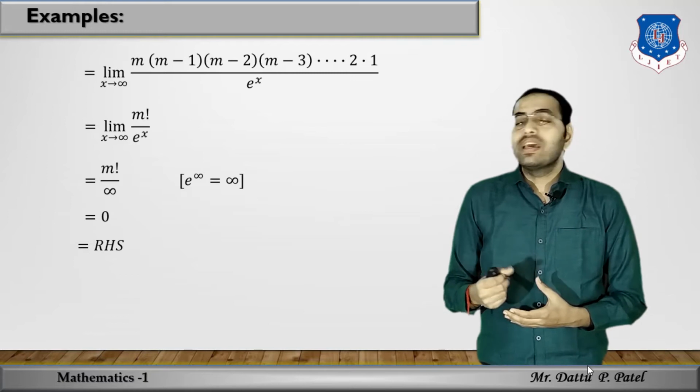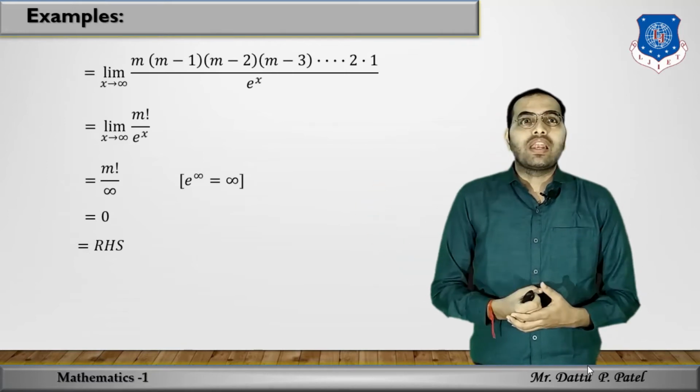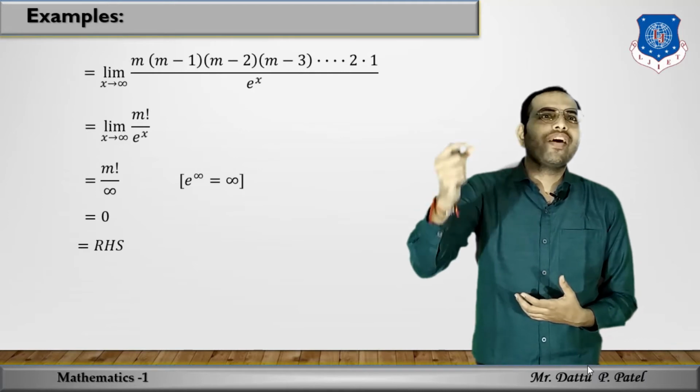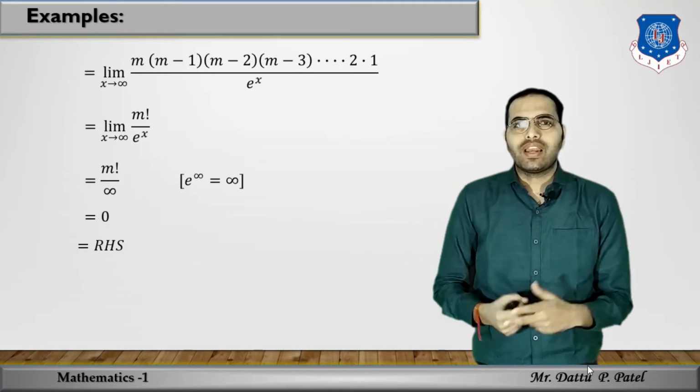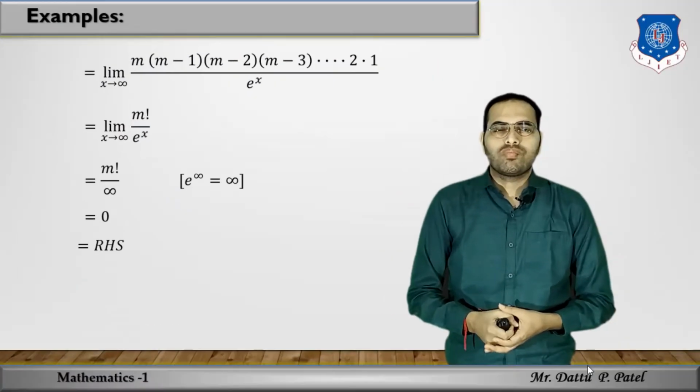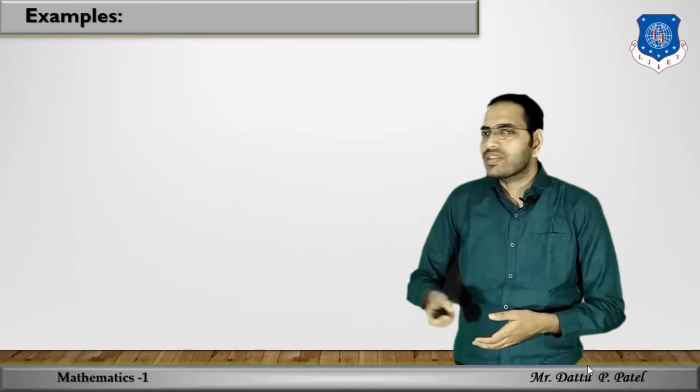Now applying x as infinite, the denominator portion becomes infinite but the numerator portion has a finite value, then anything upon infinite becomes 0, that is our RHS portion. Let's see one more example.